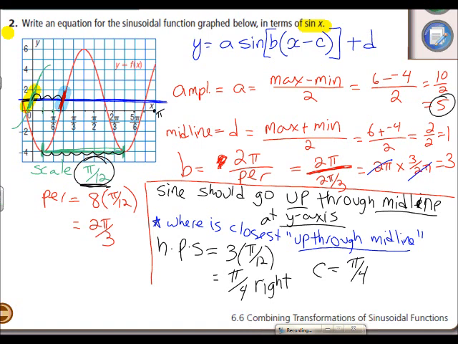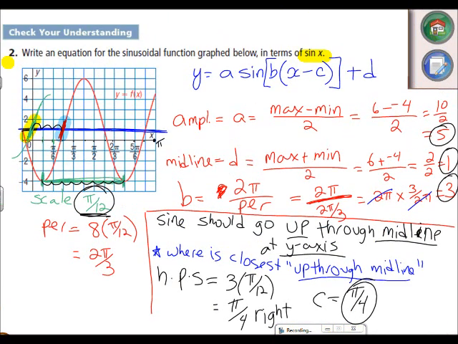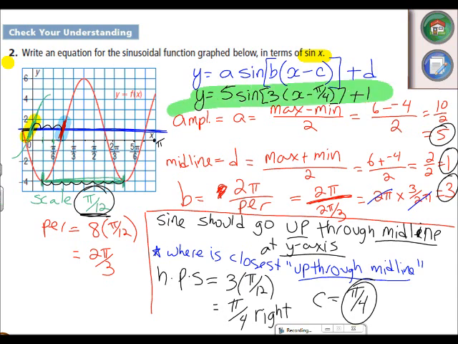So there's our A value, our D value, our B value, our C value. Plug it into our form to get y equals A sine B, which is our 3, bracket, x minus pi over 4, brackets, plus 1. Done deal. There's the equation of that graph.